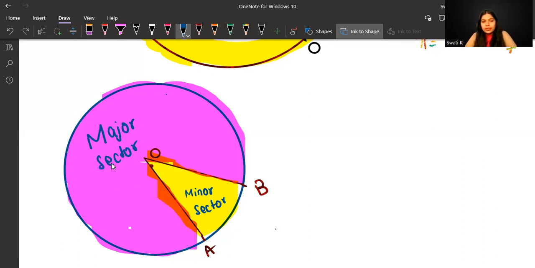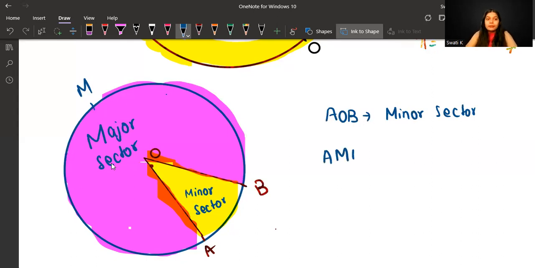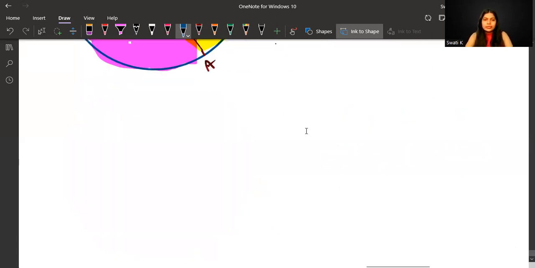Okay. So you can see here that AOB is your minor sector. And imagine I'm just keeping a point here, M. So AMB, right? If you're saying AMB, that means you're talking about the pink part. That is your major sector. All right. So this is about the minor sector and major sector. Now let us go to the next part of the circle, and that is again very interesting.